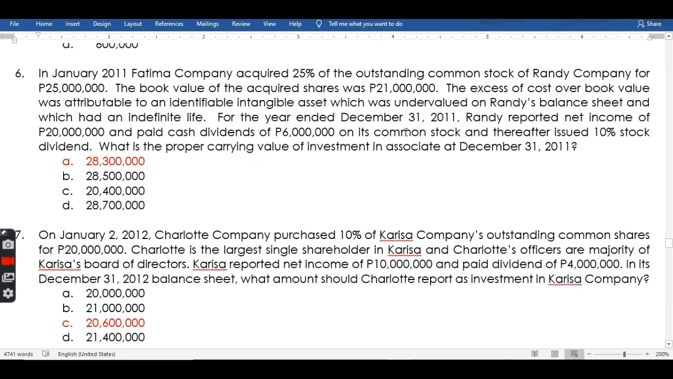Wait lang. Anong next na nangyari? And thereafter issued 10% stock dividend. Okay, mali lang yung nailagay ko. Hindi dapat 28,300 to. This is supposed to be 28,500. Okay, kasi ano to?